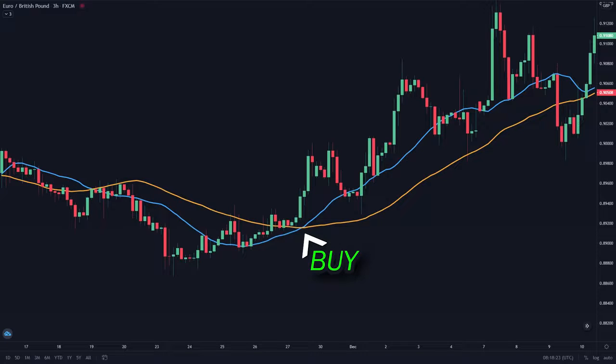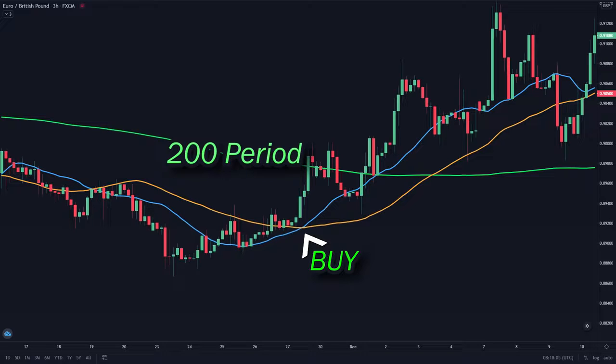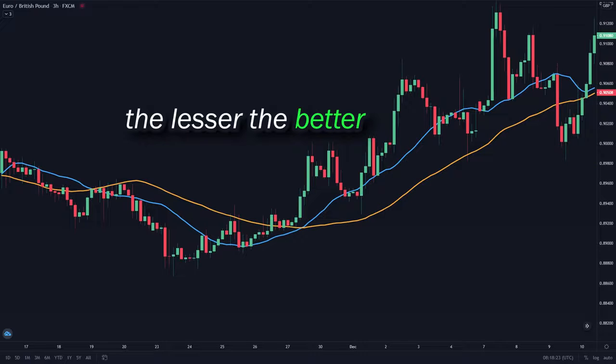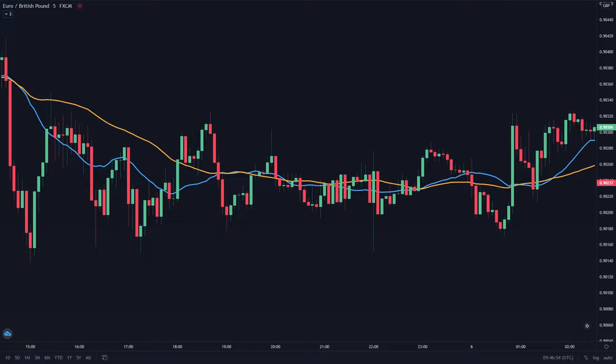But if you added another moving average, let's say the 200 period, then you would instead enter here, which is a much later entry compared to if you only used two moving averages. So the lesser, the better. Another mistake that people make when trading the crossover strategy is that they're trading it on lower time frames. Lower time frames tend to have less trend and more range markets. So that is why most traders lose money when trading the crossover on lower time frames.